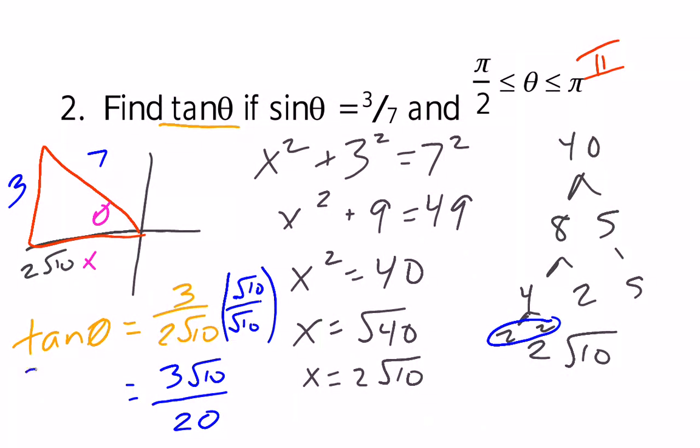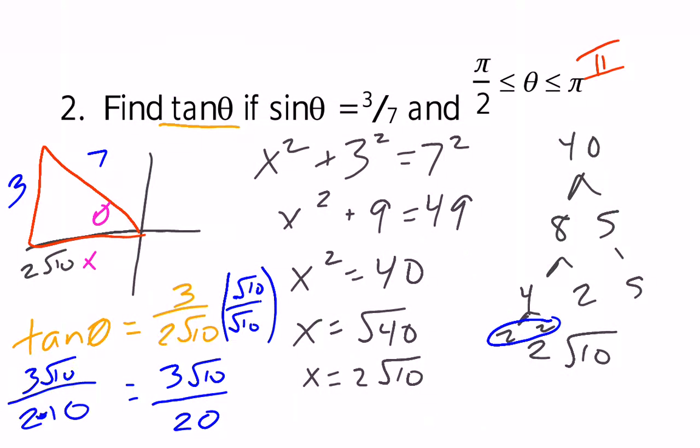So that, I'll just write that out again. So 3 square root of 10 over 2 times 10. That's how I got 20 in the denominator. So that answer is what I'm going to go with.